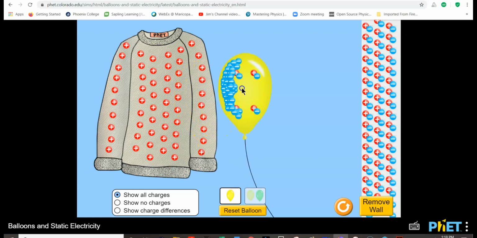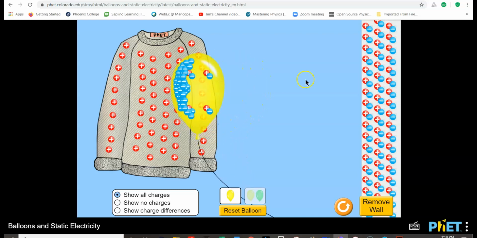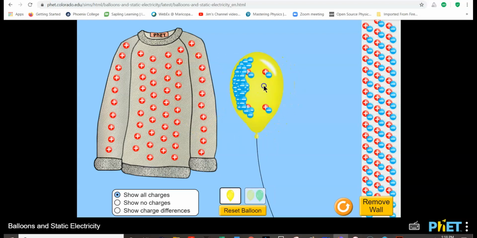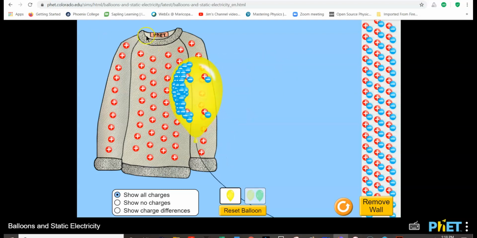Well, now what do you think is going to happen if I let it go right here? Notice the electrons are trying to get back to this shirt, right? But since I've gathered them on this insulator, they're not able to jump off onto the shirt.